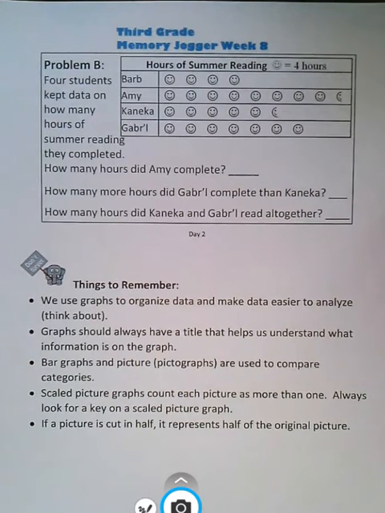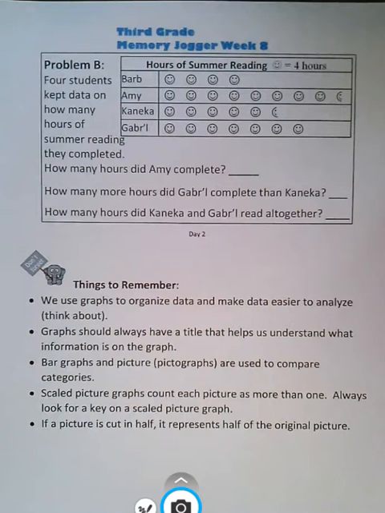Let's take a look at week 8, day 2, problem B. Four students kept data on how many hours of summer reading they completed. How many hours did Amy complete? How many more hours did Gabriel complete than Kanika? How many hours did Kanika and Gabriel read altogether?